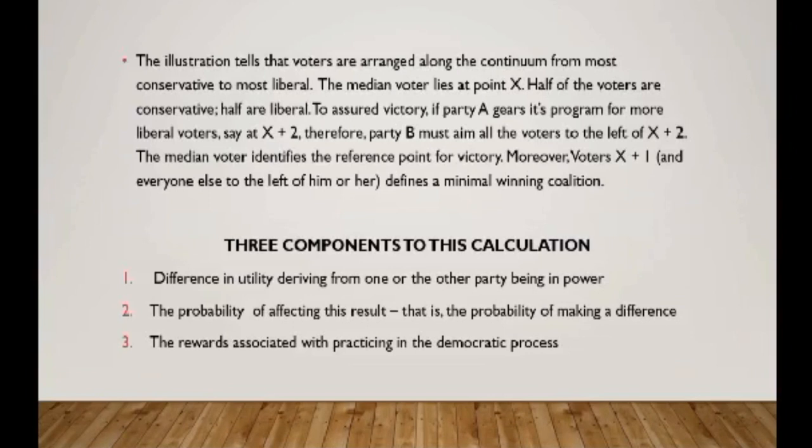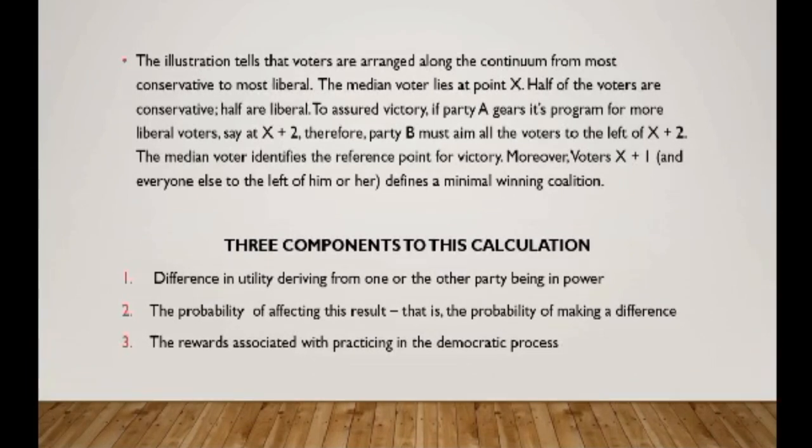To assure victory, if Party A gears its program for more liberal voters, say at X plus 2, therefore, Party B must aim at all the voters to the left of X plus 2. The median voter identifies the reference point for victory. Moreover, voters at X plus 1 and everyone else to the left of him or her define a minimal winning coalition.